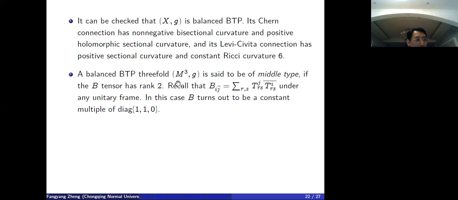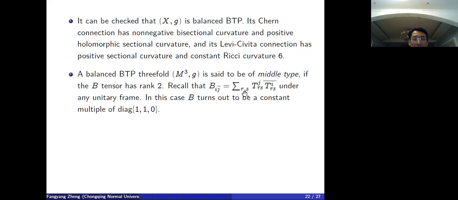So here let's introduce a term we call middle type. Namely, look at the B tensor of a Hermitian manifold, which is formed by the torsion: you contract the lower two indices of the torsion tensor and get a 1,1 tensor. This is globally defined on any Hermitian manifold, and it's always a non-negative global 1,1 form. That's the B tensor. If you look at its rank, namely the number of positive eigenvalues of B, then in dimension 3 it can be either 1, 2, or 3, right? If it's 2, which is the middle one, we call it middle type.